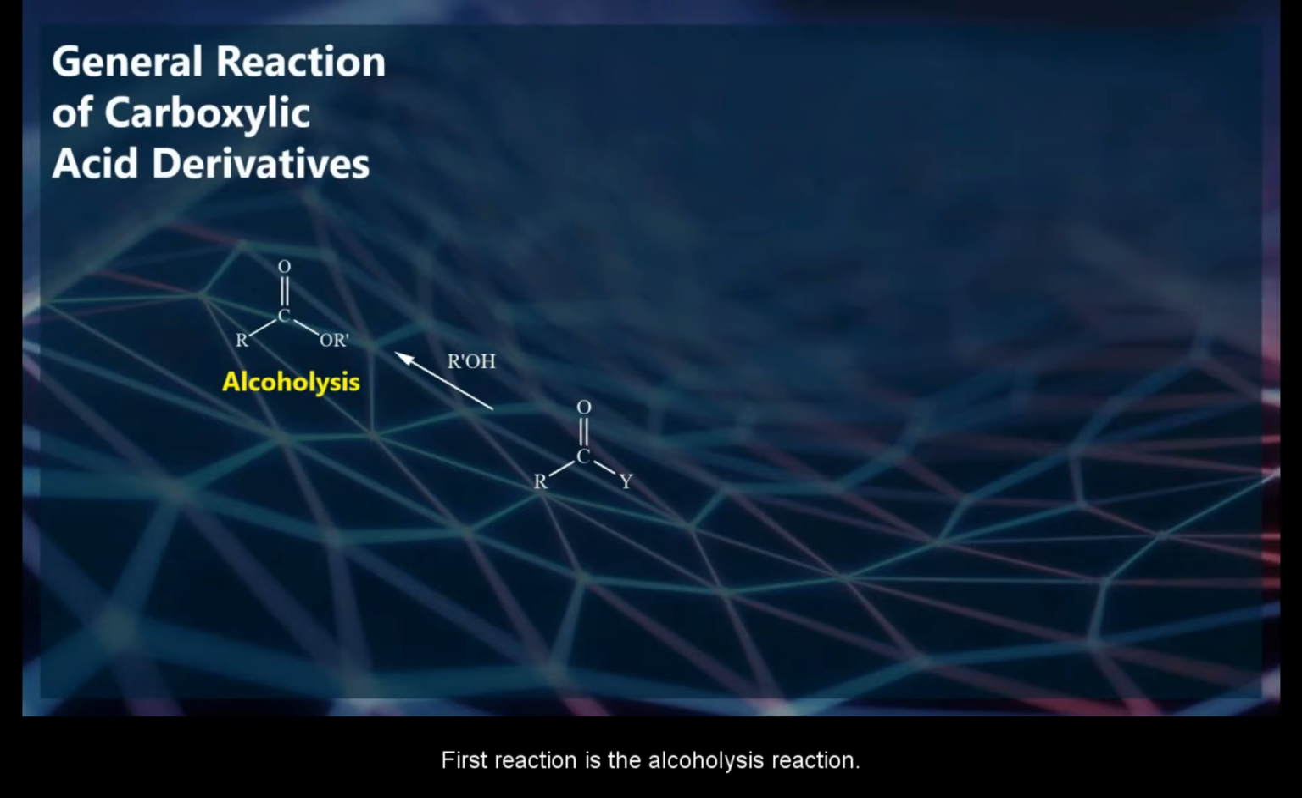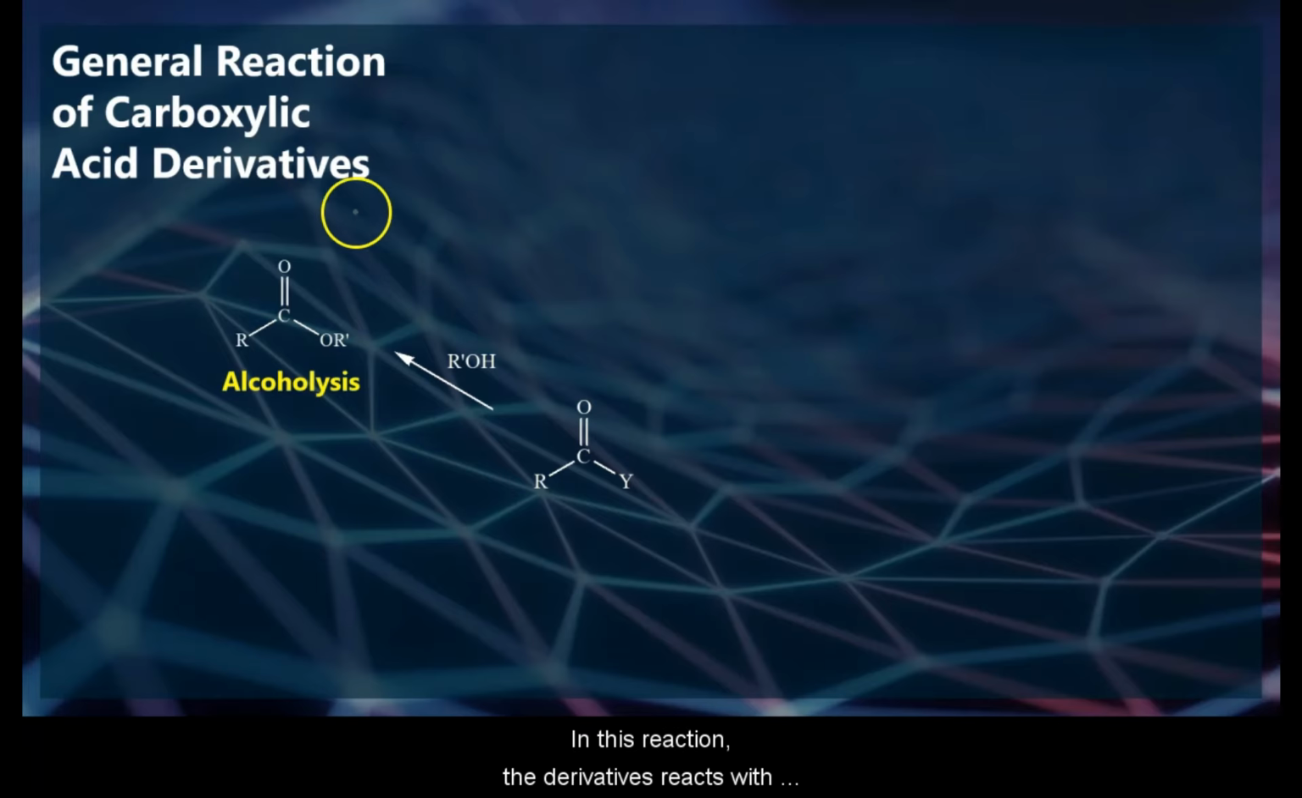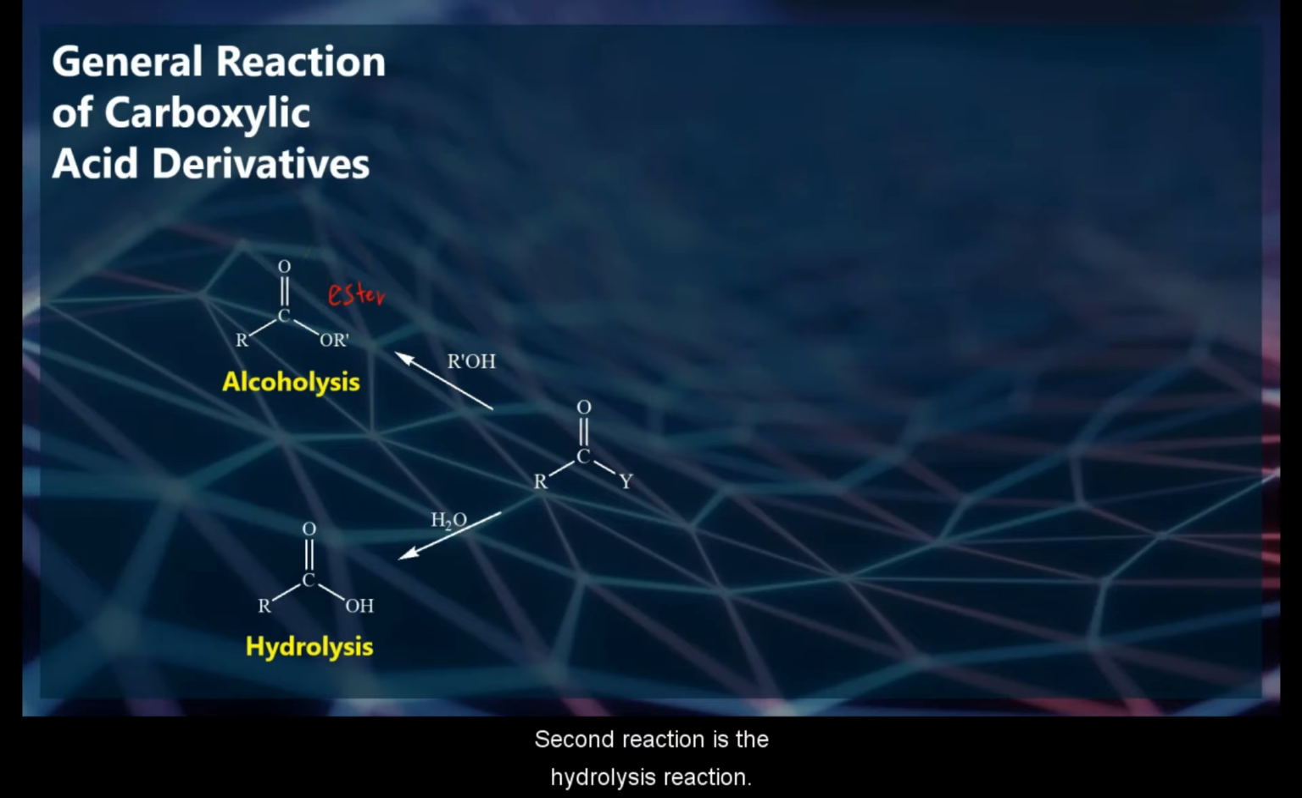First reaction is the alcoholysis reaction. In this reaction, the derivative reacts with alcohol to form an ester. This is similar to the reaction of carboxylic acid from the previous slide. When it reacts with alcohol, it forms an ester. Second reaction is the hydrolysis reaction. In this reaction, the derivative goes through hydrolysis to reproduce carboxylic acid.